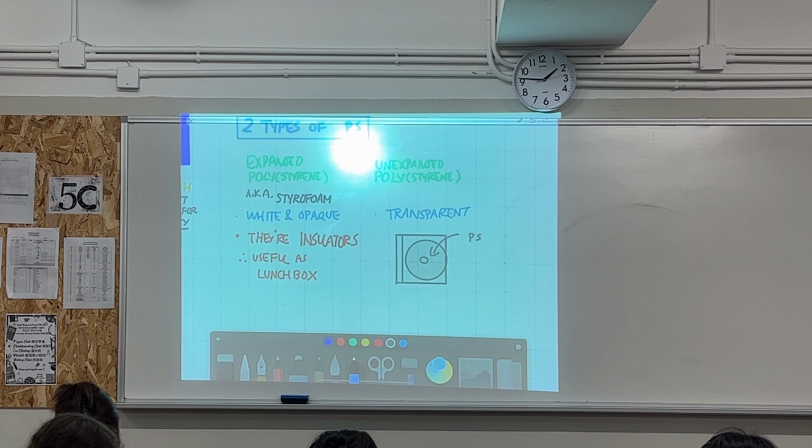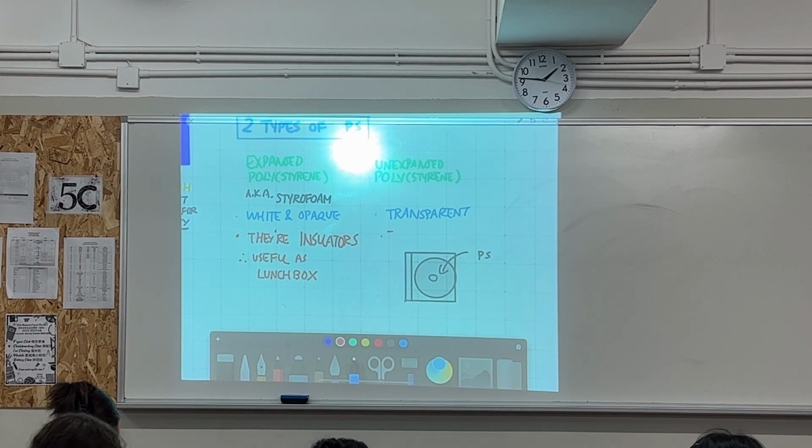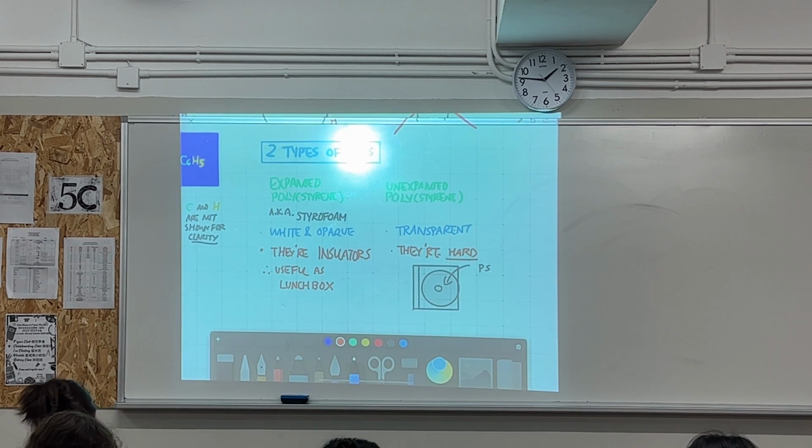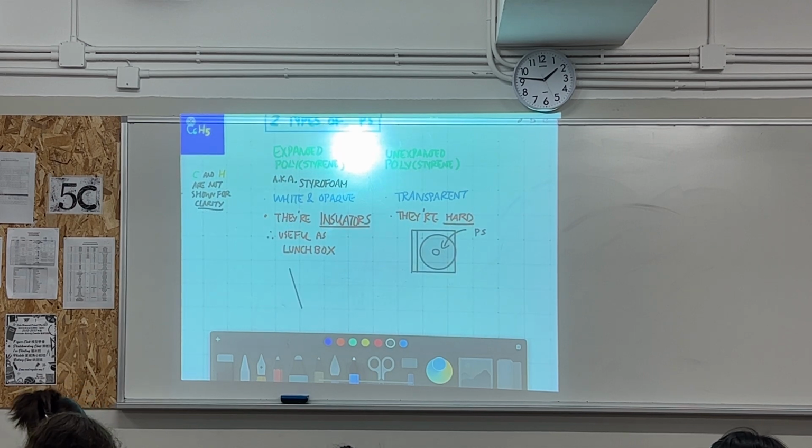Unexpanded polystyrene, this is transparent. Okay, so they are pretty hard. Yeah, they are hard, and they are used for different applications. So the expanded polystyrene, they are used as the styrofoam cup.